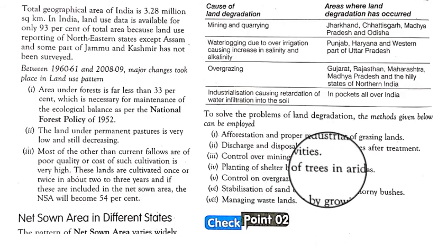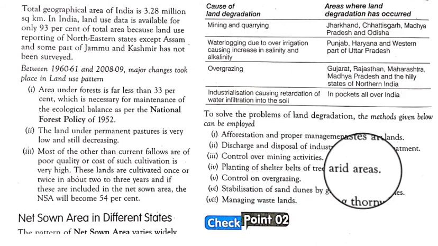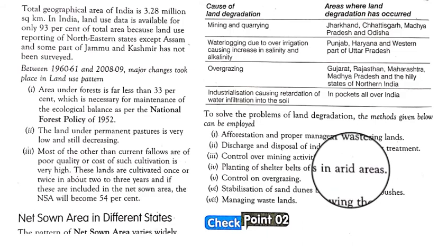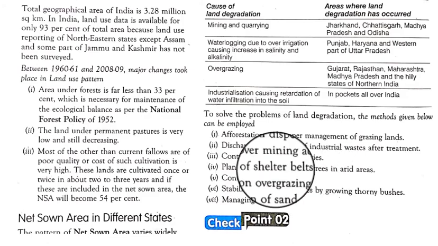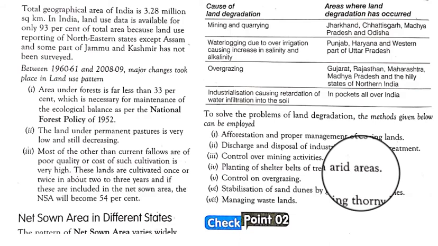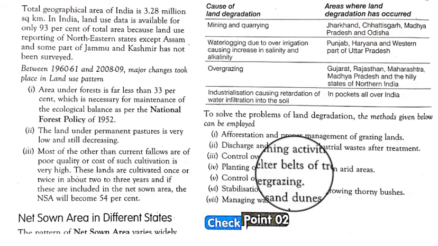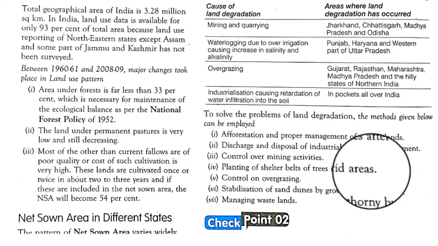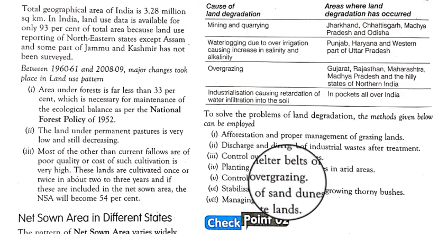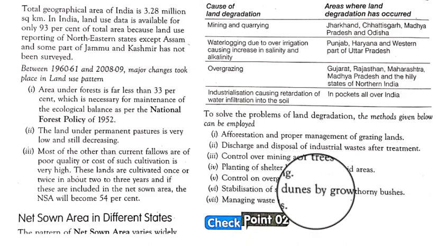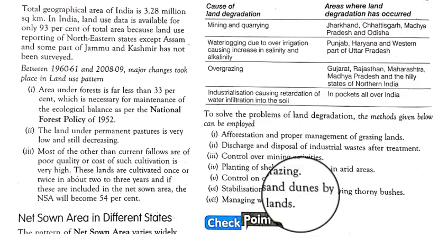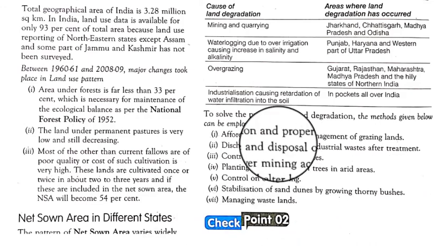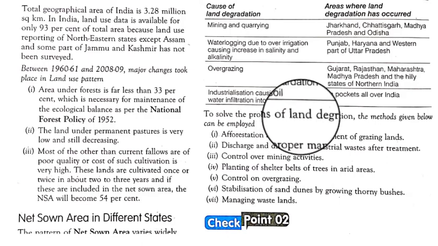Planting of shelter belts of trees in arid areas: for stopping the expansion of the arid areas, we need to plant a belt of trees beside the arid area. Also, control on overgrazing and stabilization of sand dunes by growing thorny bushes and managing wastelands. By these initiatives, we can solve the problem of land degradation.